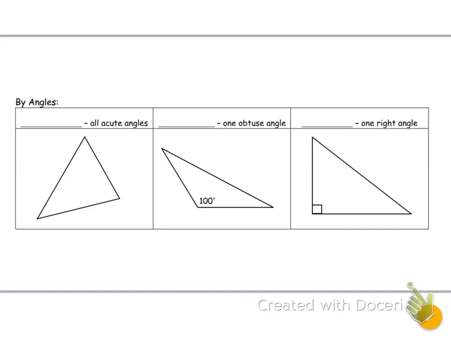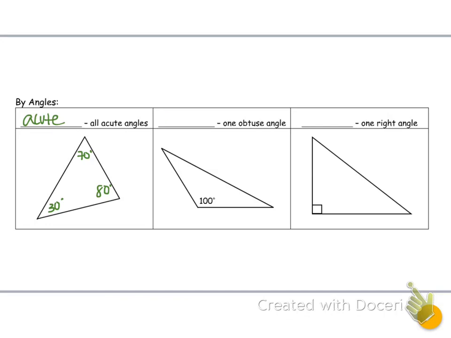Okay, now if we classify by their angles, so now we're going to be talking about the inside of the triangle. So all acute angles is going to be an acute triangle. So that would be if it was like 30 and 70 and 80, all of them degrees, all of them are smaller than 90 degrees.